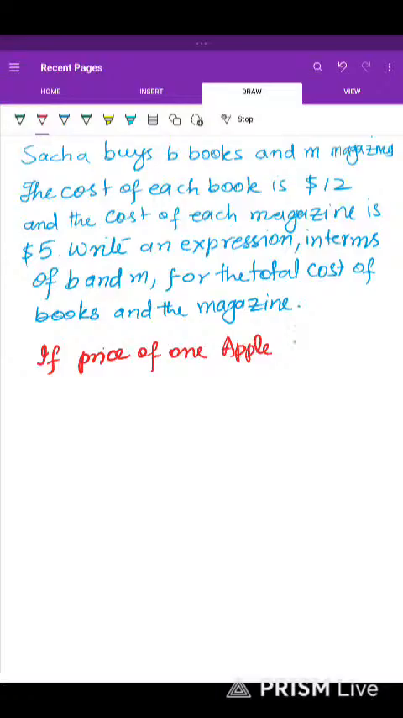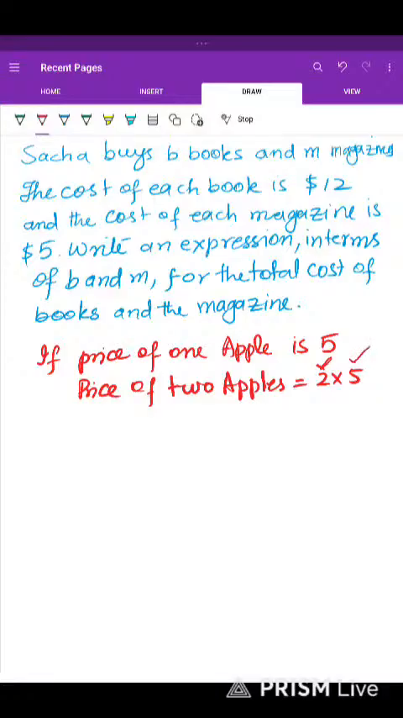The price of one apple you buy is 5 rupees, or dollars or pounds. Then what will be the price of 2 of them? Obviously the price of 2 apples is 2 multiplied by 5. One costs 5 rupees, 2 will cost 2 multiplied by 5. So the number of apples, 2, and the price of each apple, 5, will be multiplied. That is the rule.